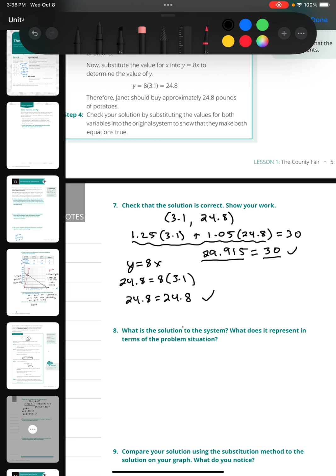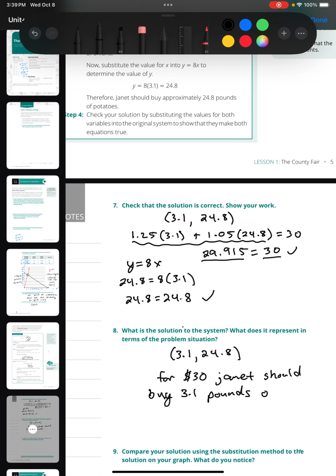So what is the solution to the system and what does it represent in terms of the problem? So the solution was 3.1 for x, 24.8 for y. And what is that representing? It's representing that for $30, Janet should buy 3.1 pounds of onions and 24.8 pounds of potatoes.